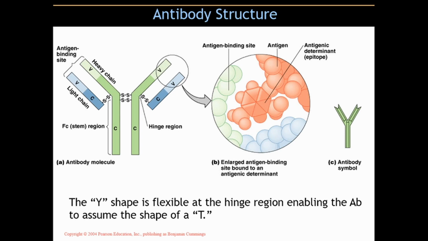And the Y shape is flexible at the hinge region. You can see in that picture there on the left, the hinge region where the two sulfurs are, that enables the antibody to assume the shape of a T. So it has some flexibility at this hinge region, hence the name hinge for it. And so these can move, and this enables them to latch on to other epitopes, and it gives them some flexibility so that they're not bound in a fixed shape. They actually have some flexibility to their shape as well.